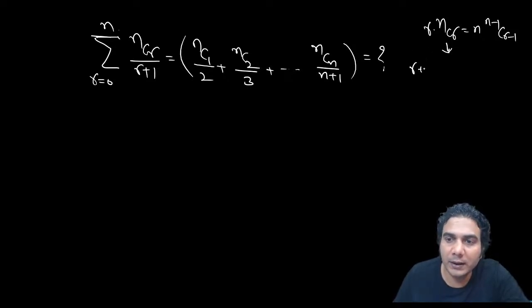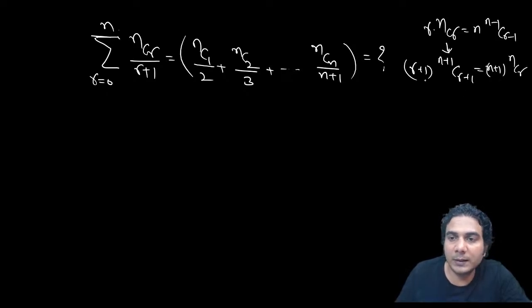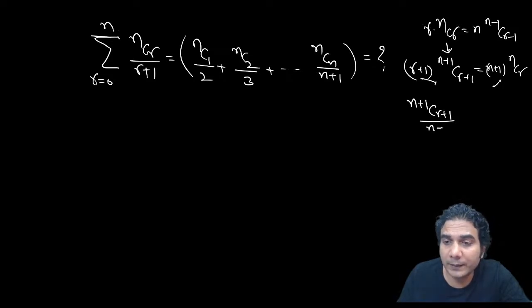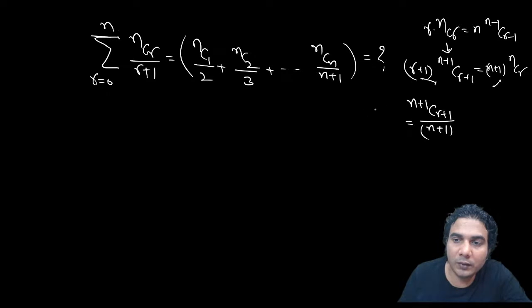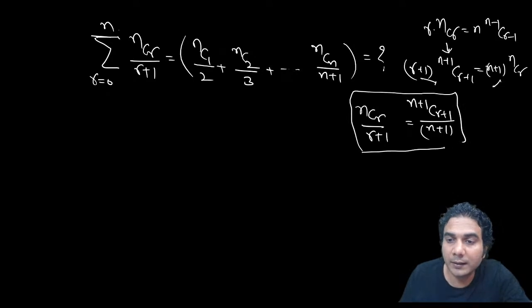So if you do that, you'll get (R+1)·(n+1)C(R+1) = (n+1)·nCR. Cross multiply, I mean divide by this and divide by this. So you'll get (n+1)C(R+1) upon (n+1) equals nCR upon R+1. In this way we are going to use the same formula, all right?